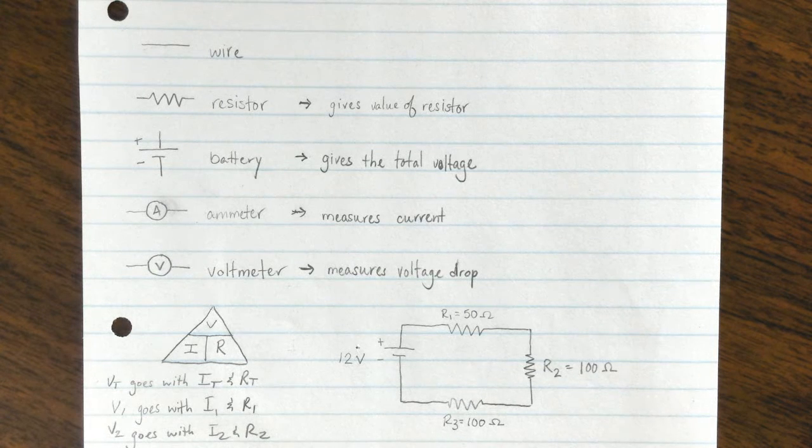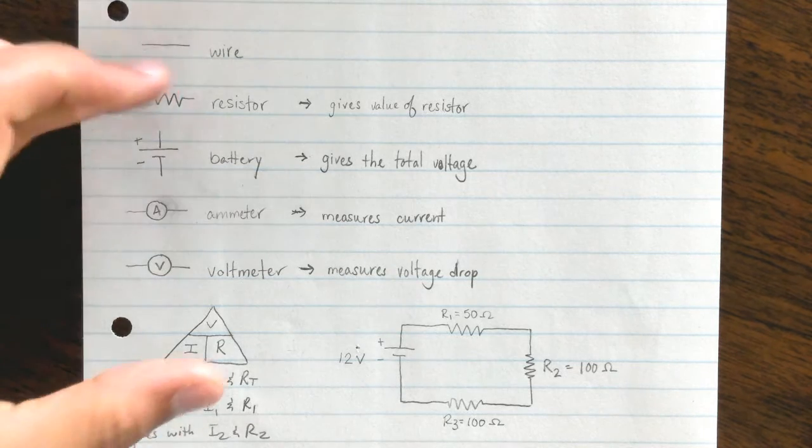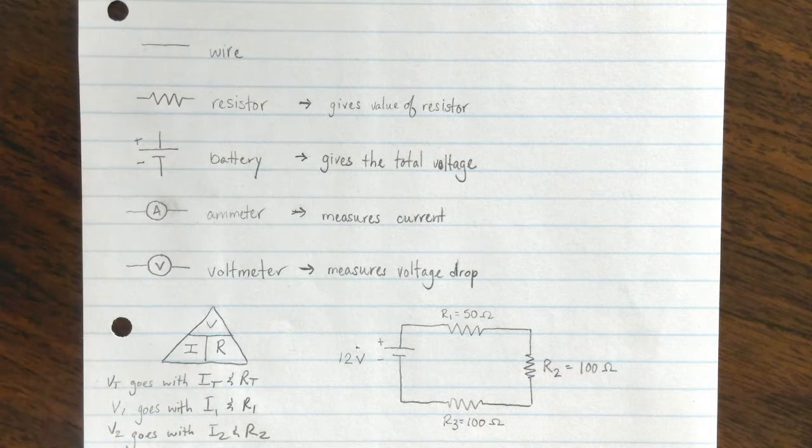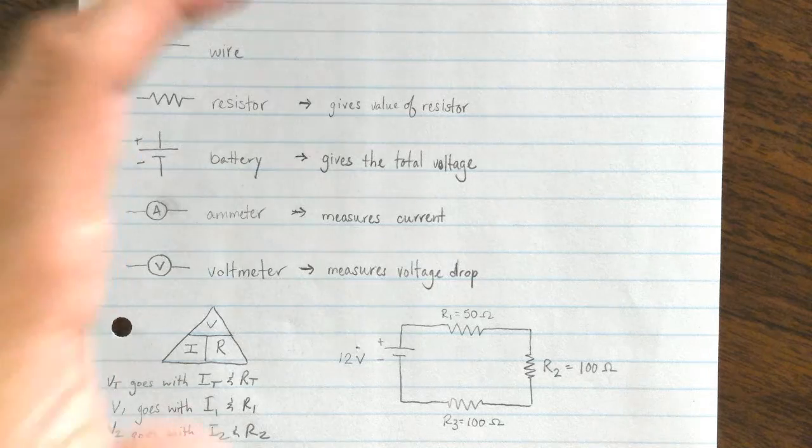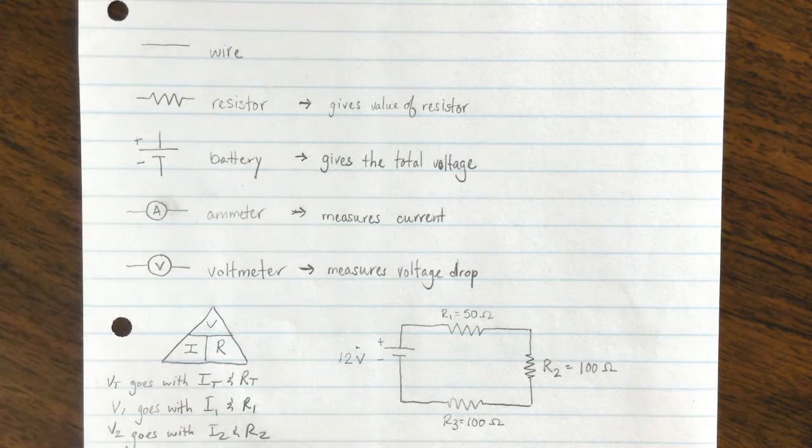Okay guys, what we're going to be doing is learning how to solve for different variables in a series circuit. Before we jump into that, I just want to go over what the symbols mean. This little line here is a wire through which the current is going to move. This little squiggle line is a resistor, which gives you the value of the resistor.